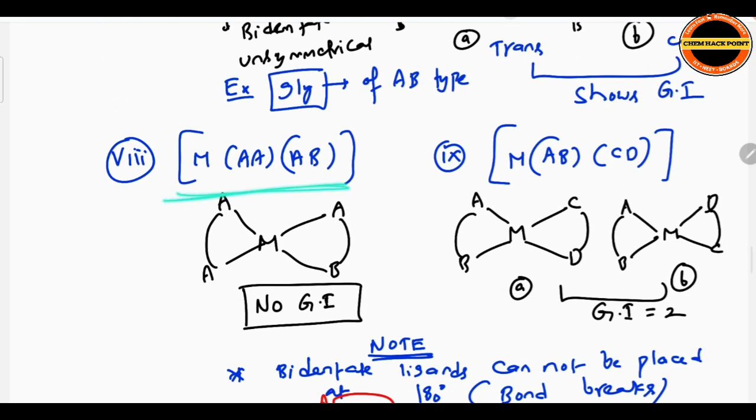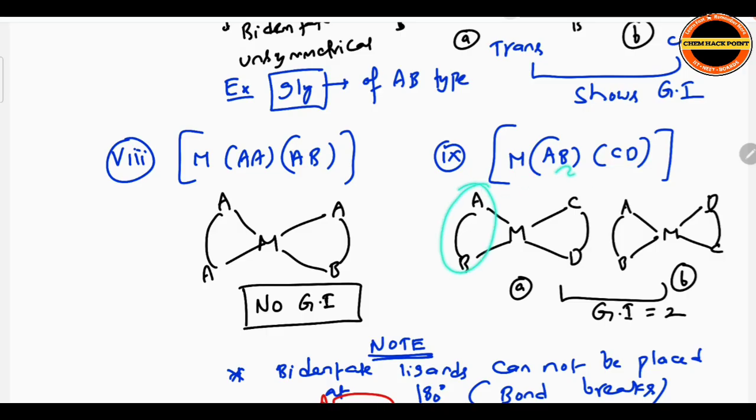MAA, AB type. Both are bidentate ligands, denoted by capital letters whenever we write bidentate. AA here is a symmetrical ligand, here an unsymmetrical ligand. So here also no GI is possible because there is no other arrangement. Here both are unsymmetrical ligands.